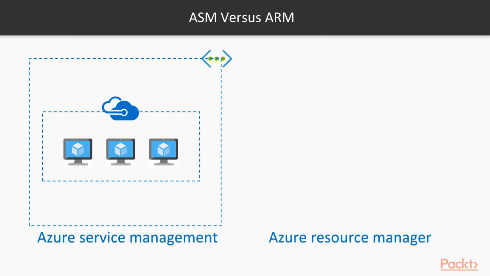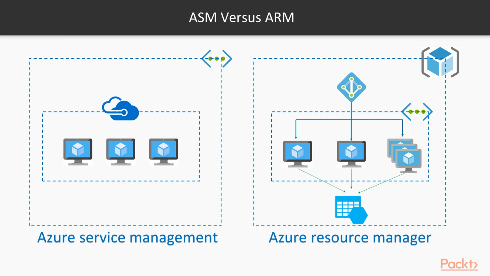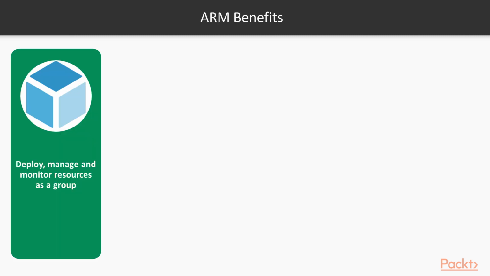Now, in Azure Resource Manager, the deployment model allows you to work in groups. You can deploy, update, or delete all resources in your solution in a single coordinated operation. When you deploy using ARM, all the resources, that includes storage accounts, virtual machines, load balancers, IP addresses, are all included inside a container called the resource group. Now let's see what are the benefits of using ARM instead of the classic model.